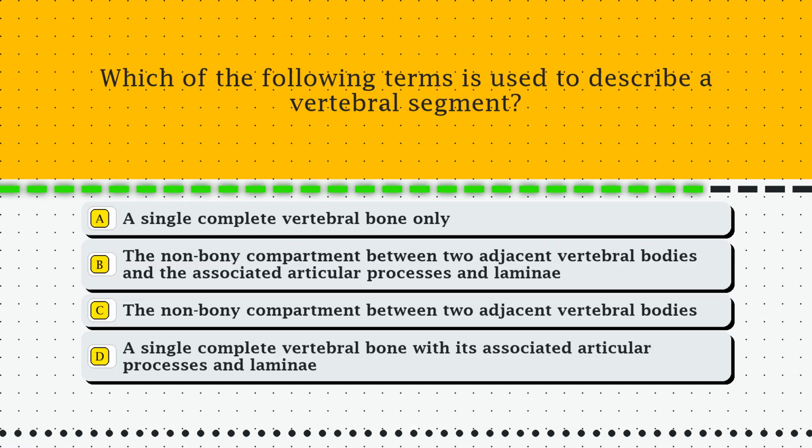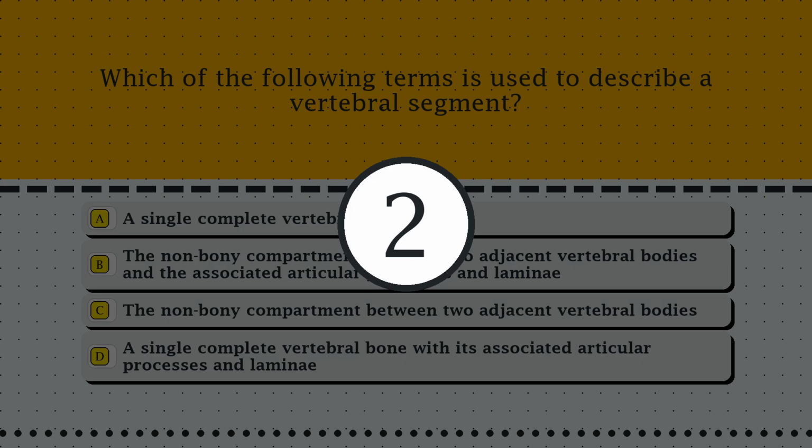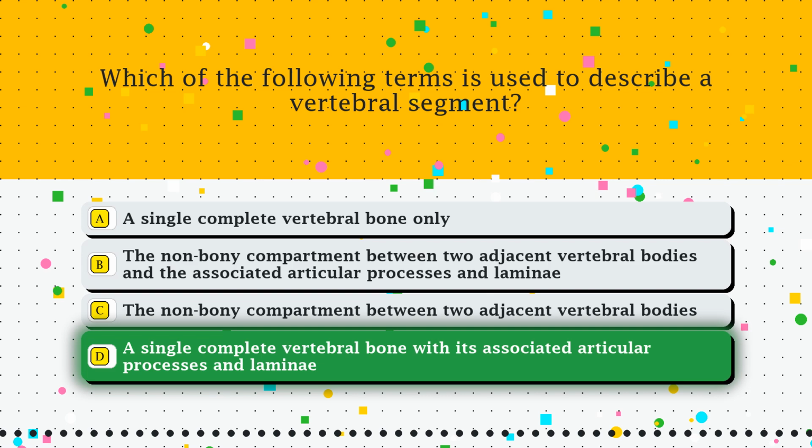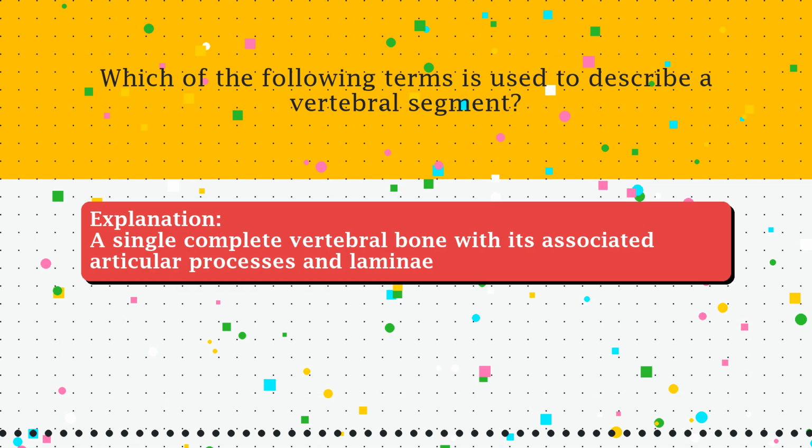Which of the following terms is used to describe a vertebral segment? Option A, a single complete vertebral bone only. Option B, the non-bony compartment between two adjacent vertebral bodies and the associated articular processes and laminae. Option C, the non-bony compartment between two adjacent vertebral bodies. Option D, a single complete vertebral bone with its associated articular processes and laminae. The correct answer is option D, a single complete vertebral bone with its associated articular processes and laminae.